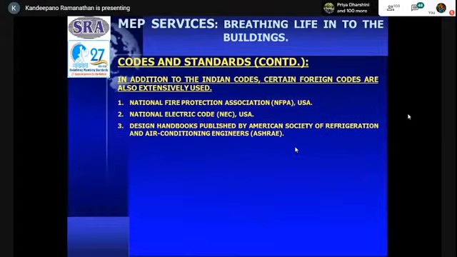Design handbooks published by American Society of Refrigeration and Air Conditioning Engineers, shortly called as ASHRAE. So the design and knowledge imparting handbooks published by ASHRAE, we would say that is the Bible for any professional taking up air conditioning as a profession.